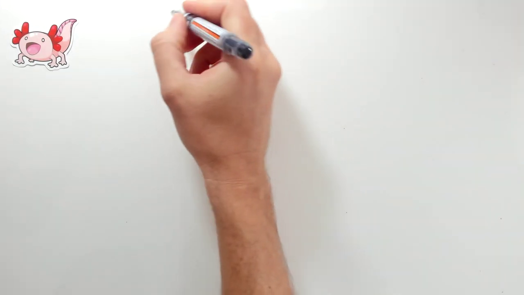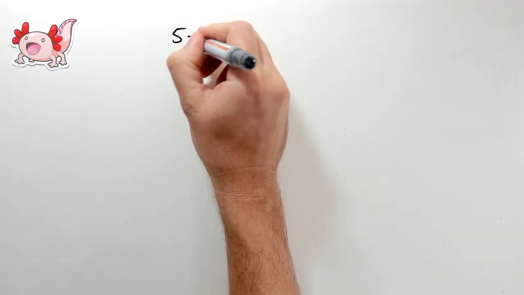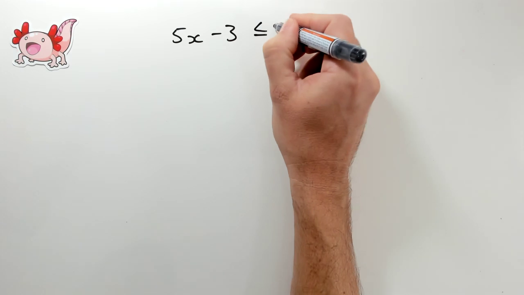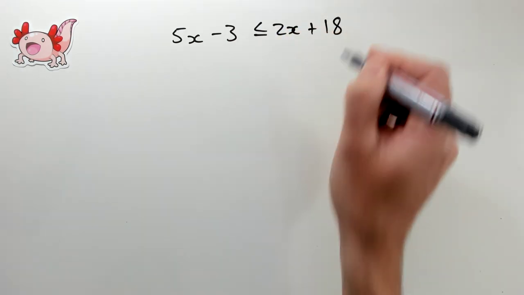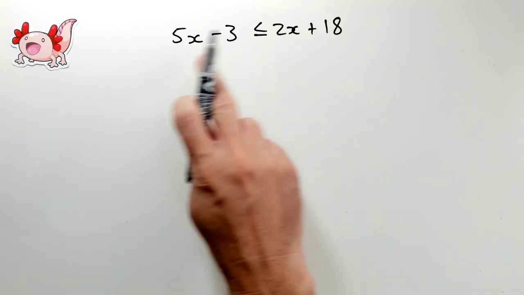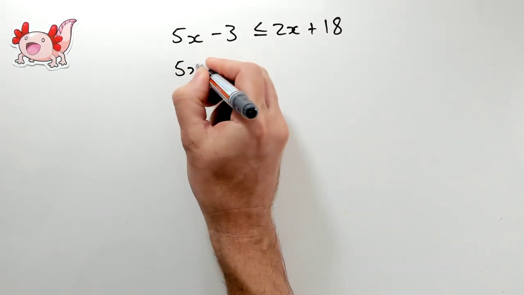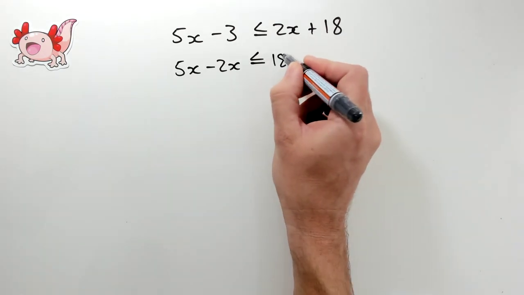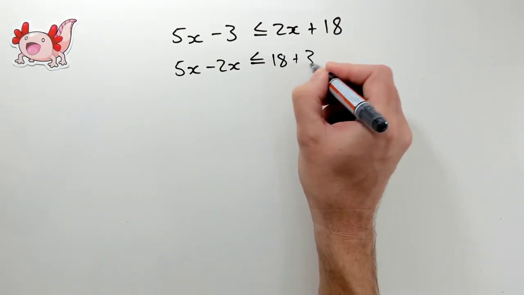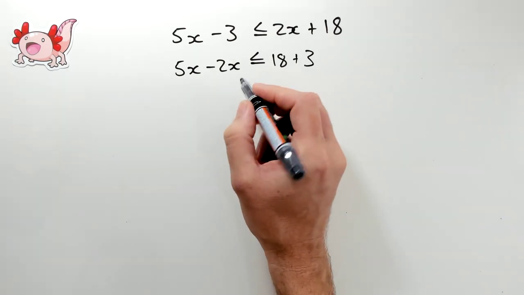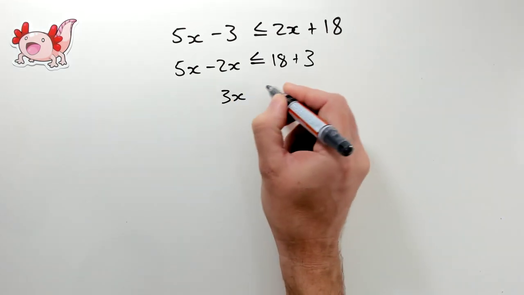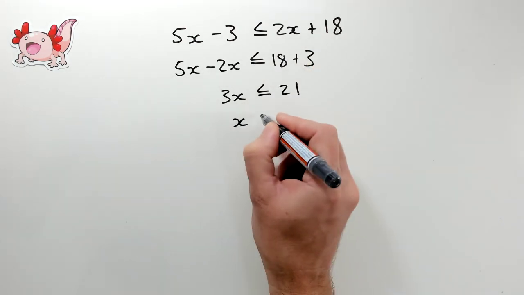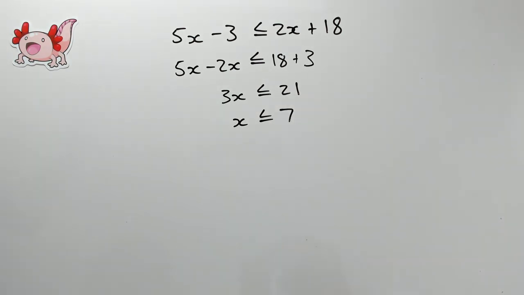Oh wait, let's just do one where there's x's on both sides. So let's do 5x minus 3 is smaller or equal to 2x plus 18. So in this case, again, I can just move all the variables to one side. So I have 5x and then minus 2x. This sign stays the same, and there's an 18 on that side, and this becomes a plus 3. So 5x minus 2x is 3x, and 18 plus 3 would be 21. And then just dividing by 3 on both sides, x would be smaller or equal to 7.